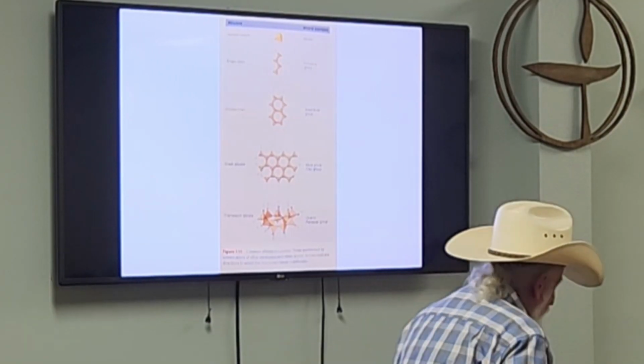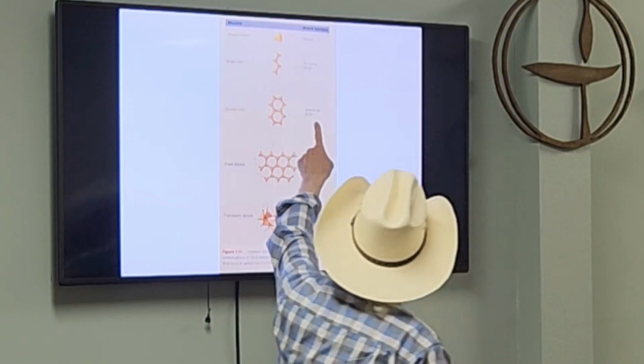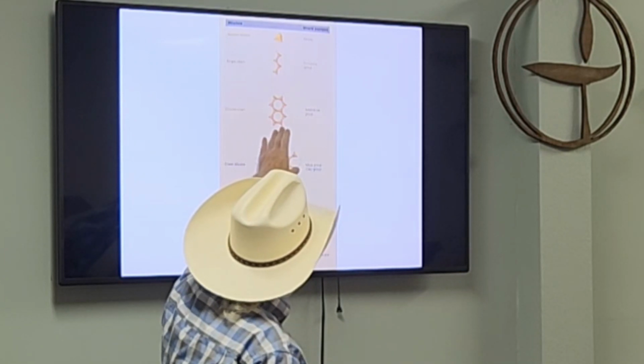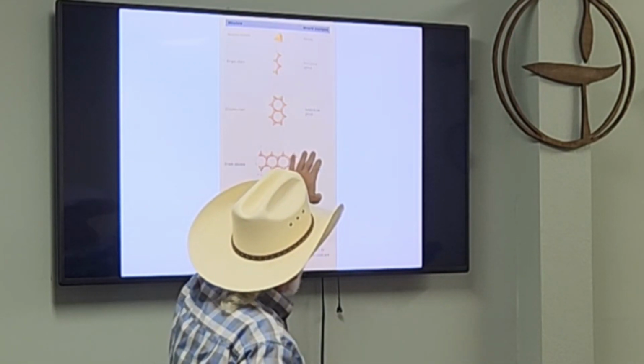So notice that this group here is for olivine. The group below it with single chain is the pyroxene group. The double chain is the amphibole group.